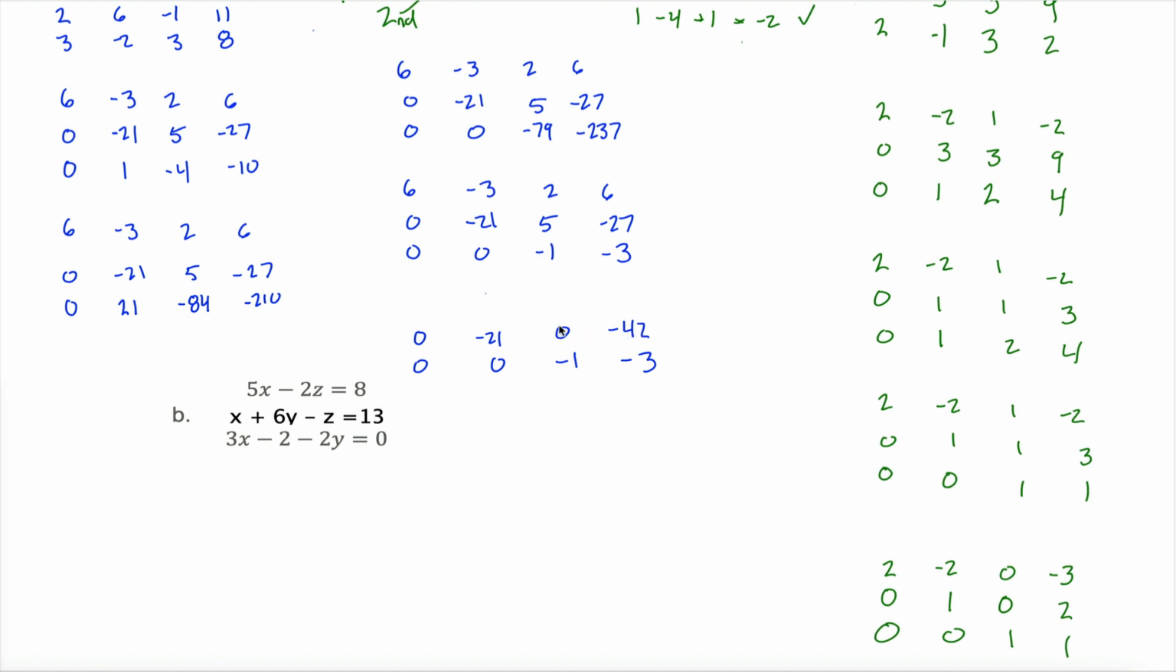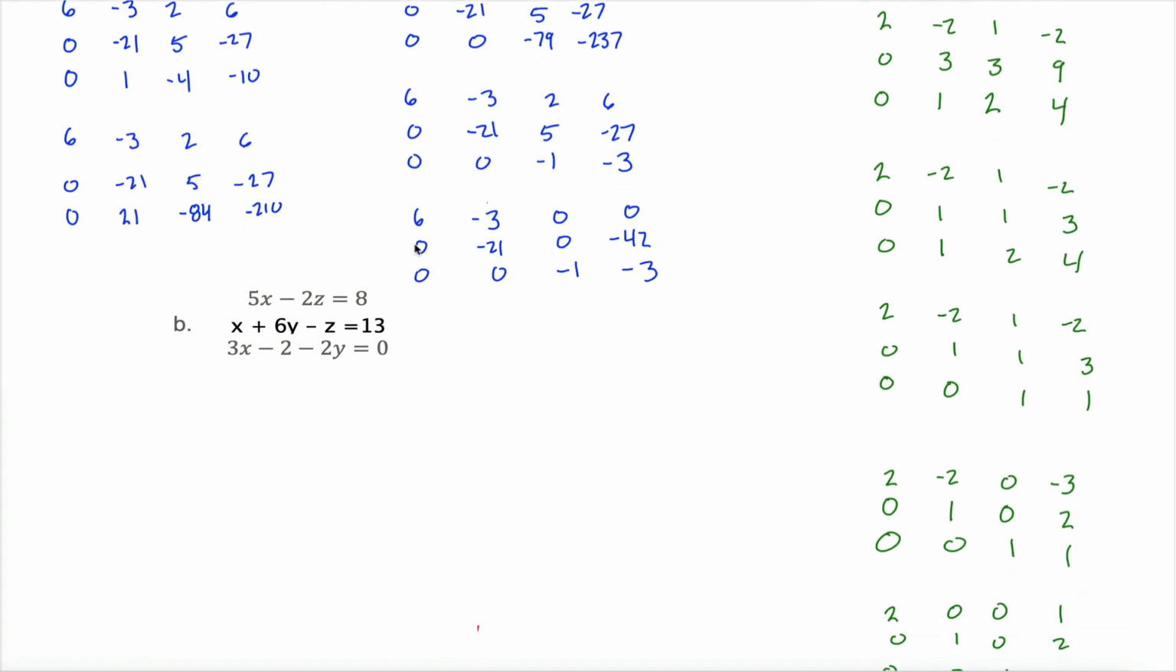Remember, my goal is to get zeros in these two spots. So I want to change this 2 into a 0. How am I going to do that? I'm going to take the top row and I'm going to add 2 times the bottom row. This 6 plus double this 0 is just 6. This negative 3 plus double this 0 is just negative 3. This 2 plus negative 2 gives me a 0. And this 6 plus double this negative 3 gives me 6 plus negative 6, in other words, 0.